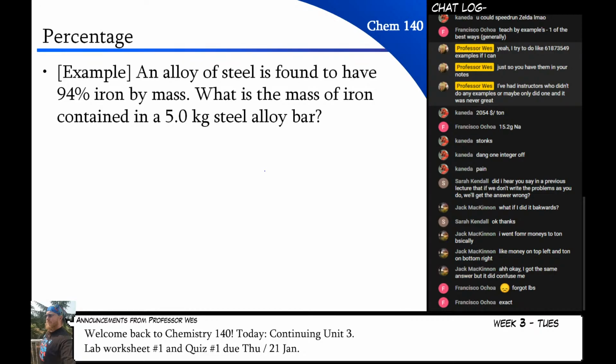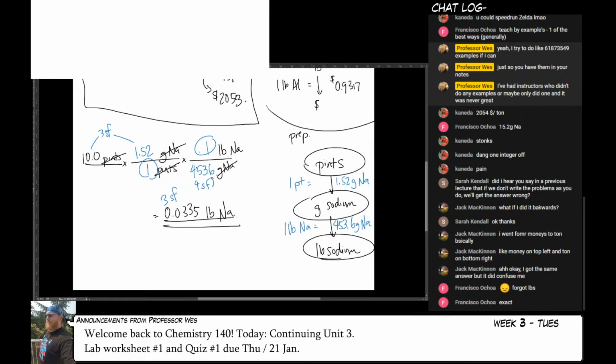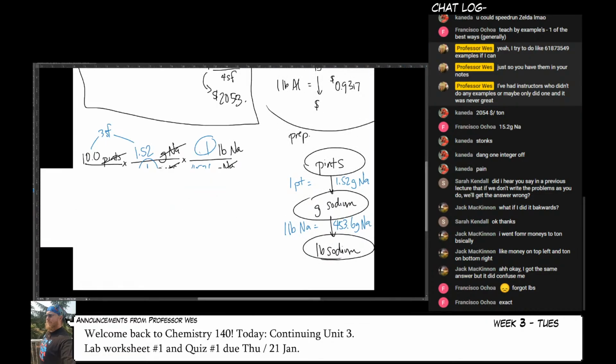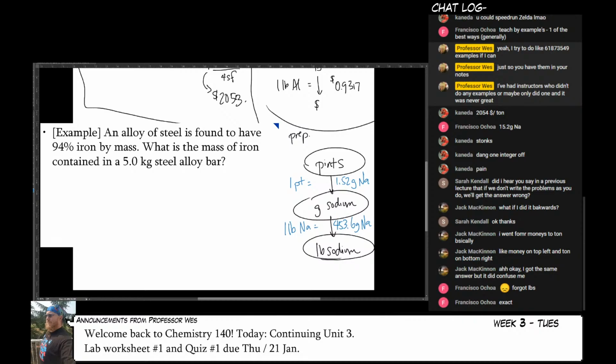All right. Let's do some more examples of this. Let's suppose that I have a 5 kilogram steel alloy bar, and I know that the bar is 94% iron by mass. What is the mass of iron contained in it? And pretty much everybody knows how to do this. Oh, you just times 5 by 0.94. But let's show how the units actually work out in this type of problem so that you can do it using dimensional analysis.